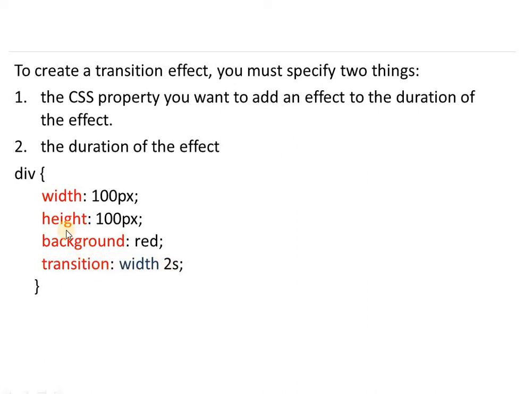So what does it mean? For the div tag we have chosen the property width, and it will take 2 seconds. Now you can see that this transition will take effect whenever I hover over the div tag. This is our pseudo class. This is the syntax of a pseudo class; if you are not aware of it, you can check my playlist for pseudo classes. Div colon hover means whenever we hover over the div tag, this will happen.